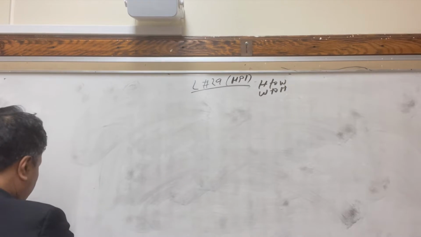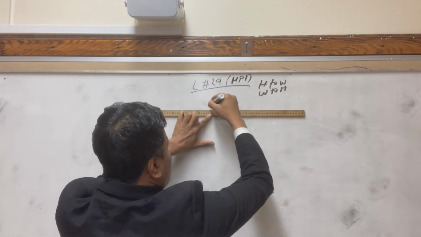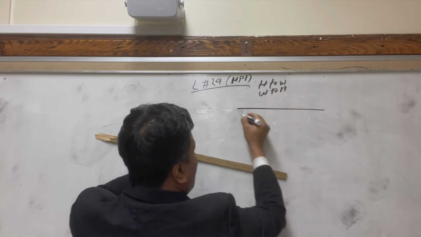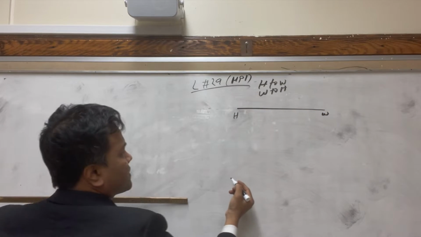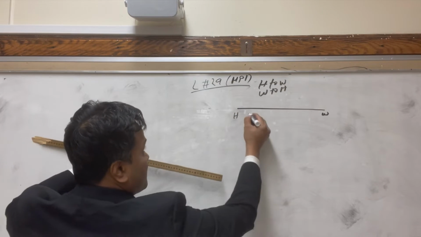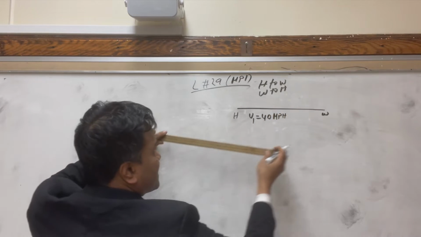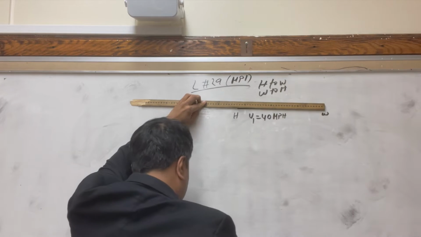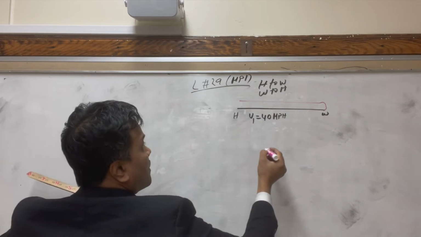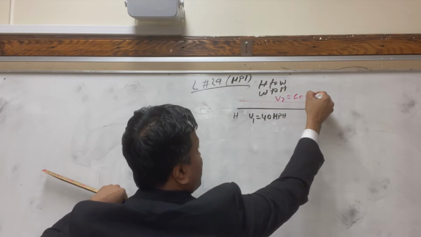So let's say Mr. Berry is moving from home to work, and immediately he moves from home to work with velocity v1 of 40 miles per hour, and immediately he reverses the direction and returns home for some reason. This is 60 miles per hour.